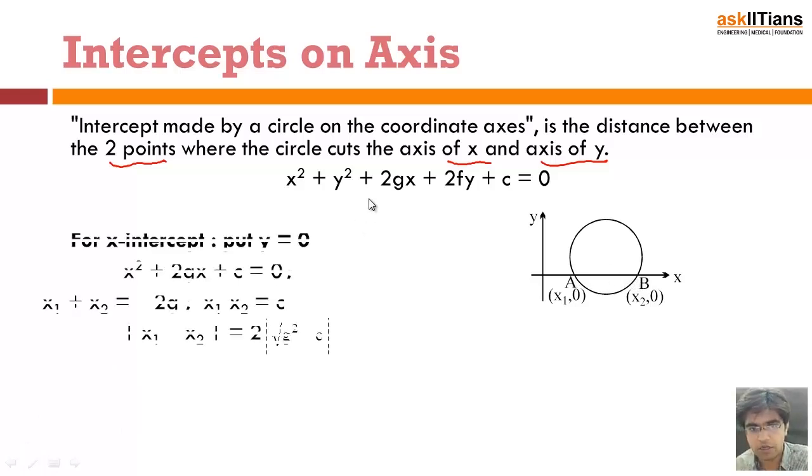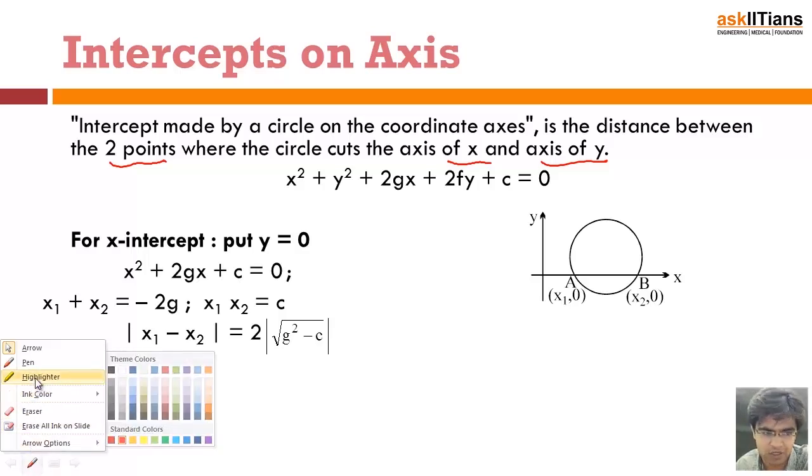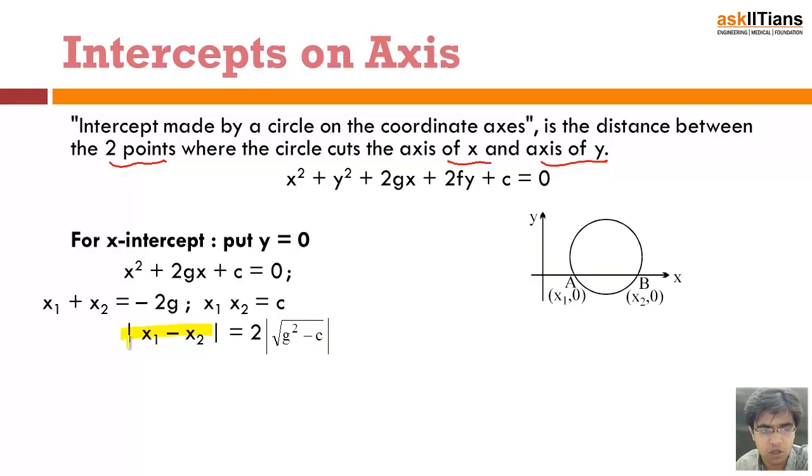So if I put the y-coordinate 0 in the equation, then I'll get x square plus 2gx plus c equals 0. This is a quadratic equation. Let's suppose that we have roots x1 and x2. So sum of roots will be minus 2g and product of the roots will be c. But we are interested in finding the distance AB. Distance AB is nothing but x2 minus x1 or x1 minus x2. There is a mod, so it doesn't differ. So this is given by 2 root of g square minus c. You can very easily calculate this by using the concept of quadratic equations, that is the difference of the roots. So the intercept on x-axis is 2 root g square minus c.